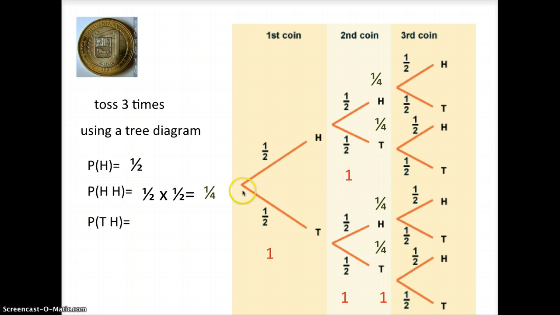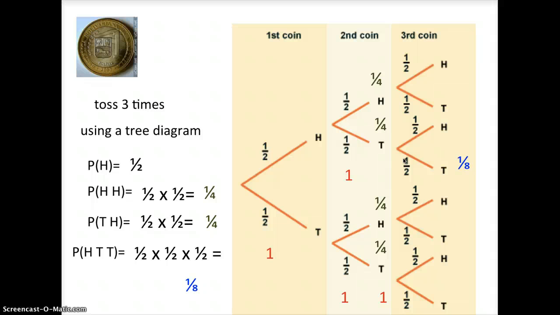Same way, so let's take a look. The probability of a tail and a head, 1/4. Okay, now, for 3 tosses, what's the probability of getting a head, a tail, and a tail? The probability is 1/2 here, another 1/2, and then another 1/2. Again, we are going to multiply the probabilities of all the events along the path. So 1/2 times 1/2 times 1/2 is 1/8.